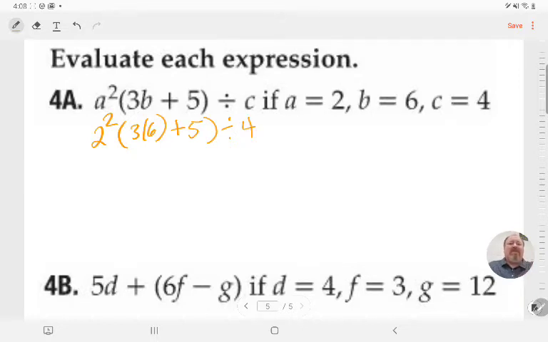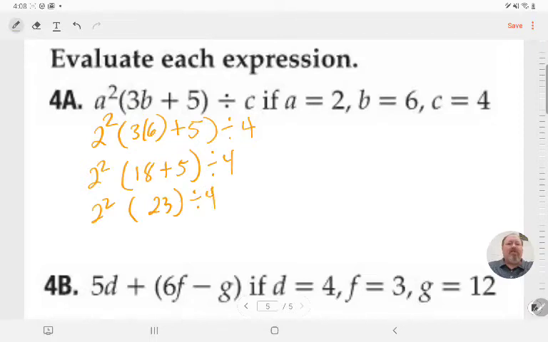So we have to do what's in the parentheses. So 2 squared, 18 plus 5 divided by 4, or 2 squared times 23, I believe, divided by 4. And now the exponent, so 4 times 23 divided by 4. So we would take 4 times 23 is 92 divided by 4, and we're going to equal 23.